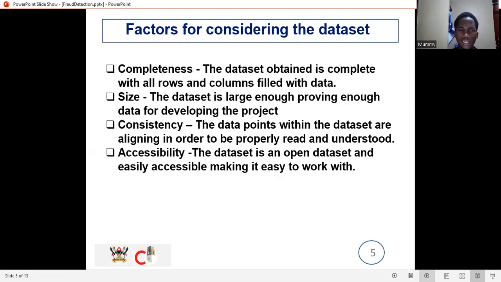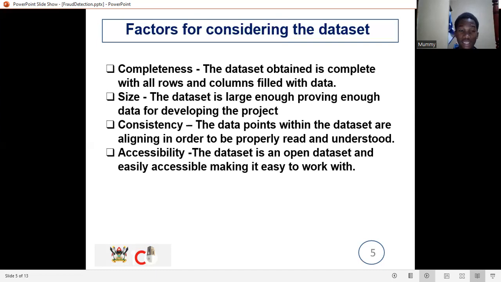Factors for considering the dataset: completeness. The dataset I'm using is complete, with all rows and columns filled with data, no gaps, no missing data. It's all filled in. The dataset is large enough, averagely between 300 and 400 transactions. I think with that we have enough data to work with in our project.